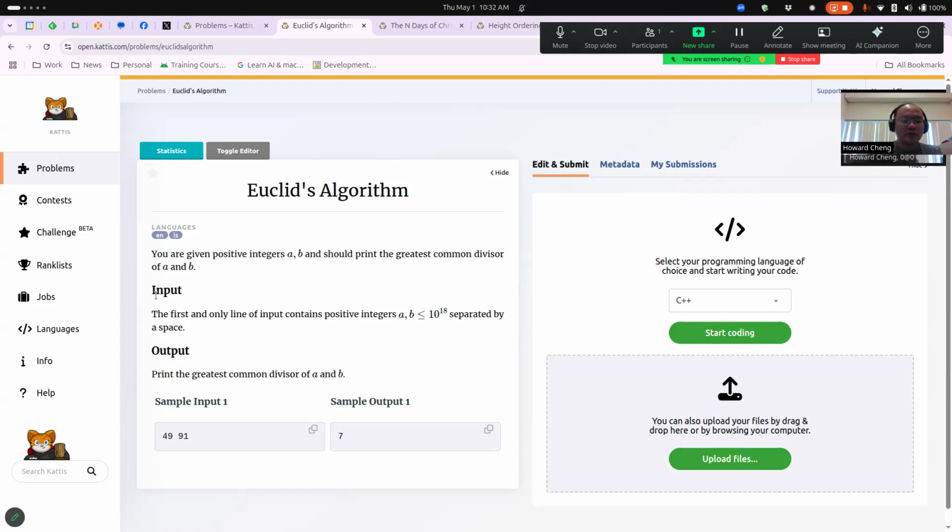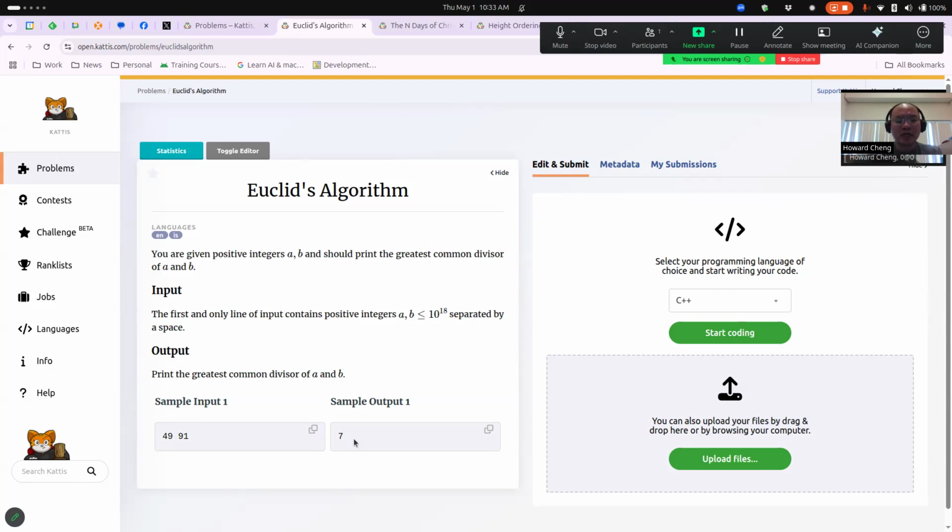Input: first and only line of input contains positive integers a and b, which are at most 10 to the 18. Why do they tell you it's at most 10 to 18? Because that's important. And they're separated by space, so you can read them as two numbers. Print the greatest common divisor of a and b. So if they give you 49 and 91, the answer is 7. If they give you two other numbers, you have to figure out what the GCD is.